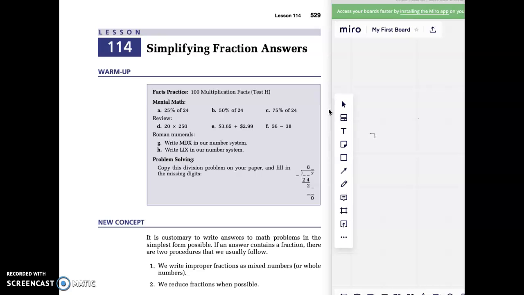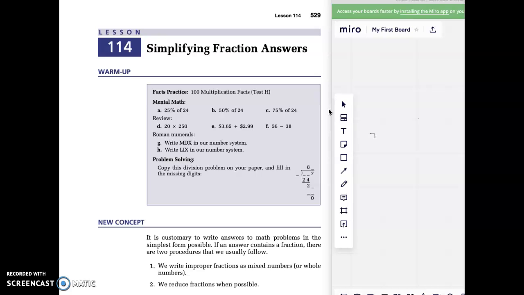This morning or afternoon or whenever you're listening to this video, we are going to be doing lesson 114, simplifying fraction answers. So guys, we only have 6 more lessons until we are done with all of Saxon for Grammar 4, which is so exciting. So congratulations, we're almost there. So let's go ahead and jump into this.